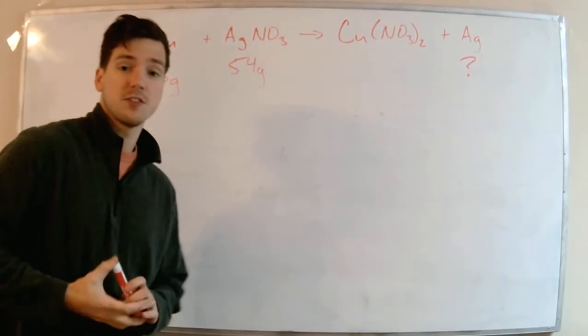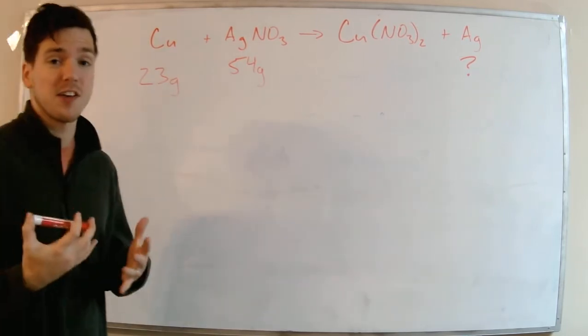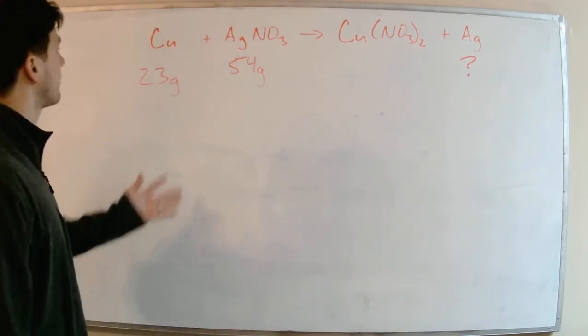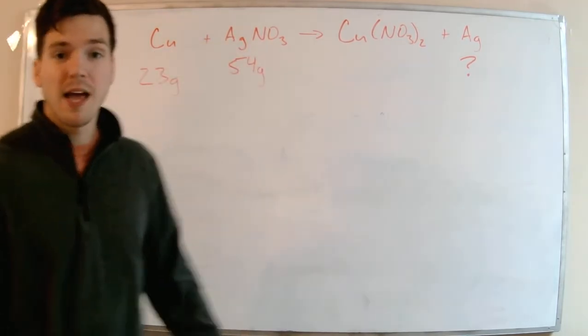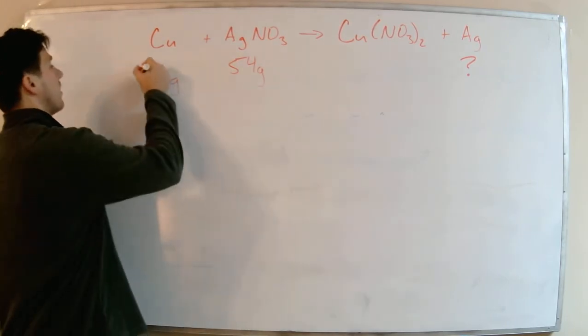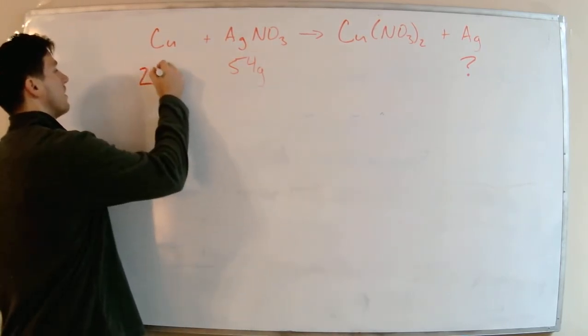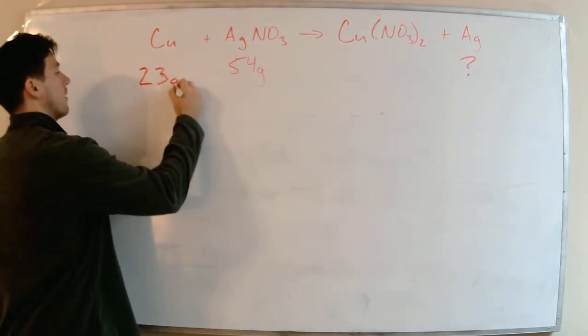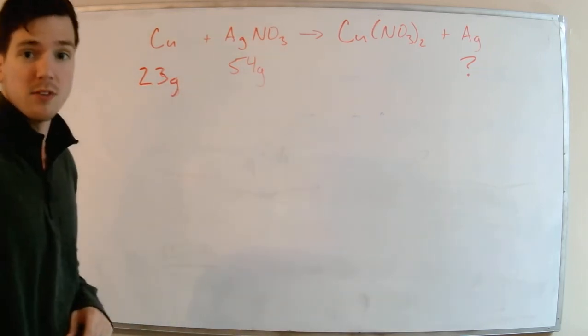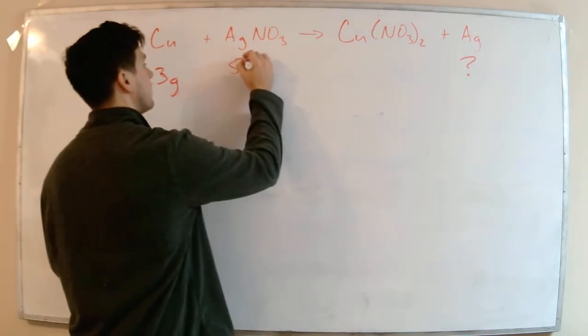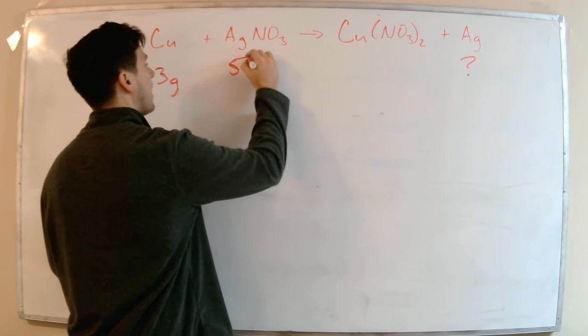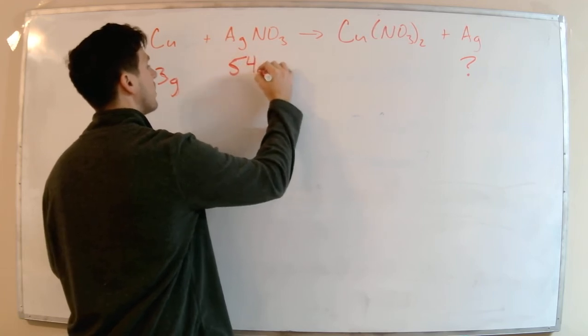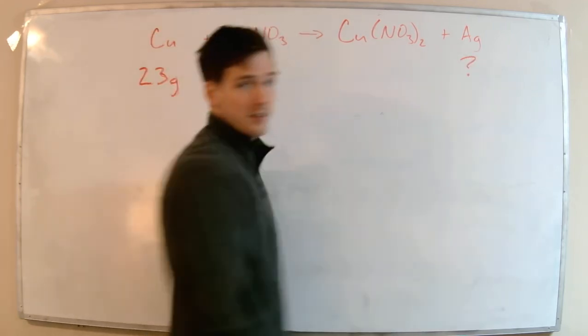All right, so here's our next example. I didn't want to write out a huge thing. All right, I just want to say that I got this reaction up top. I got 23 grams of copper. Let's make sure that you can see that. So I got 23 grams of copper. I got 54 grams of silver nitrate. And I want to know how much silver I am going to produce.